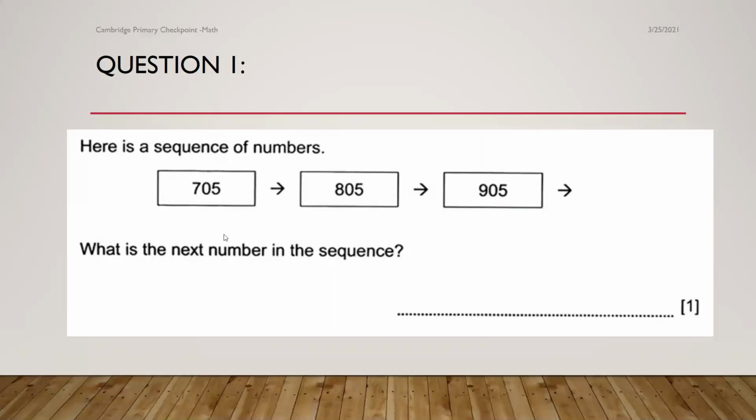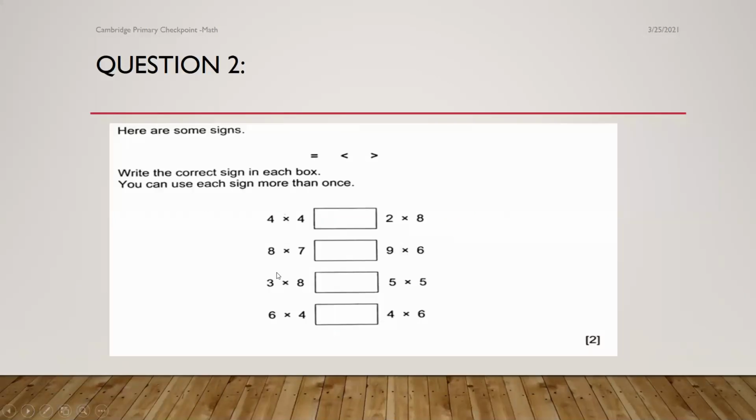Okay, let's move to the second question. Question number 2, here are some signs. Now they have given 3 signs. The first one is the equal sign. Now you know these 2 signs, we consider the greater and the less sign, right? Write the correct sign in each box. You can use each sign more than once. That means the same sign you can use in 2-3 places, right?